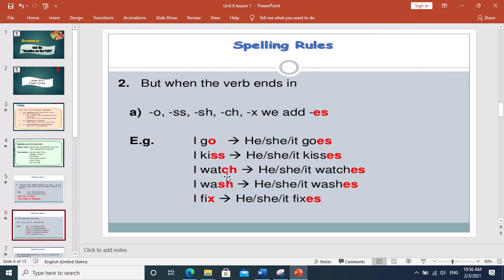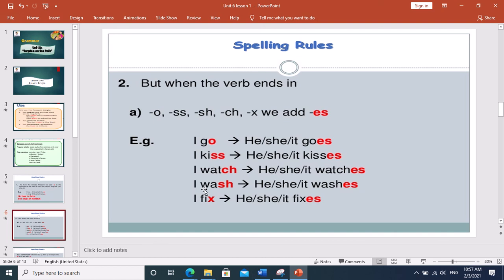I watch. Watch here is infinitive with I, because I is one of the plural personal pronouns, which are I, we, they, you. But when I use watch with one of the singular personal pronouns, he or she or it, I have to look at the end. What do I have? Ch. So ch is one of these letters, yes. So I have to put es.